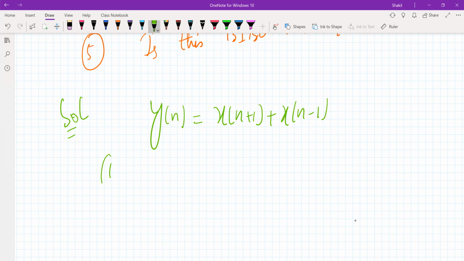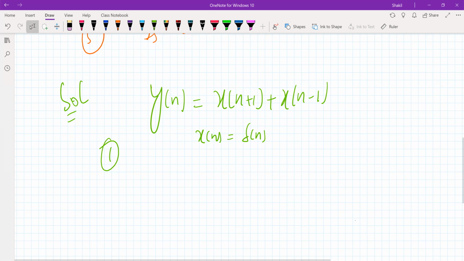Alright, so the first part of the problem is find the impulse response. Impulse response means when x of n is delta n. I will show you two ways. We can also do it in the frequency domain directly, I mean, using Z transform. Let me show it using this.